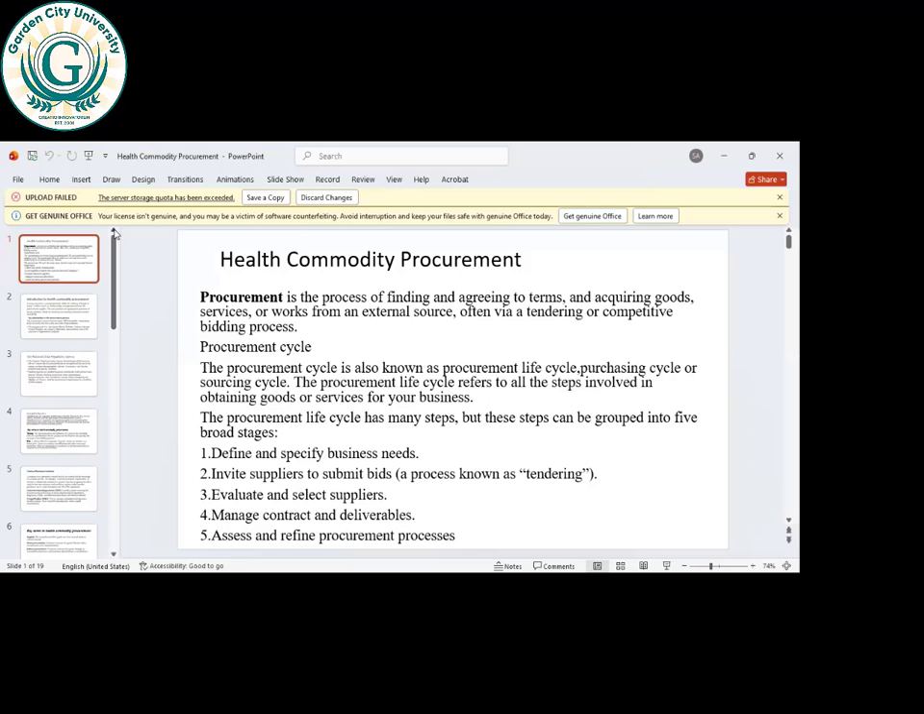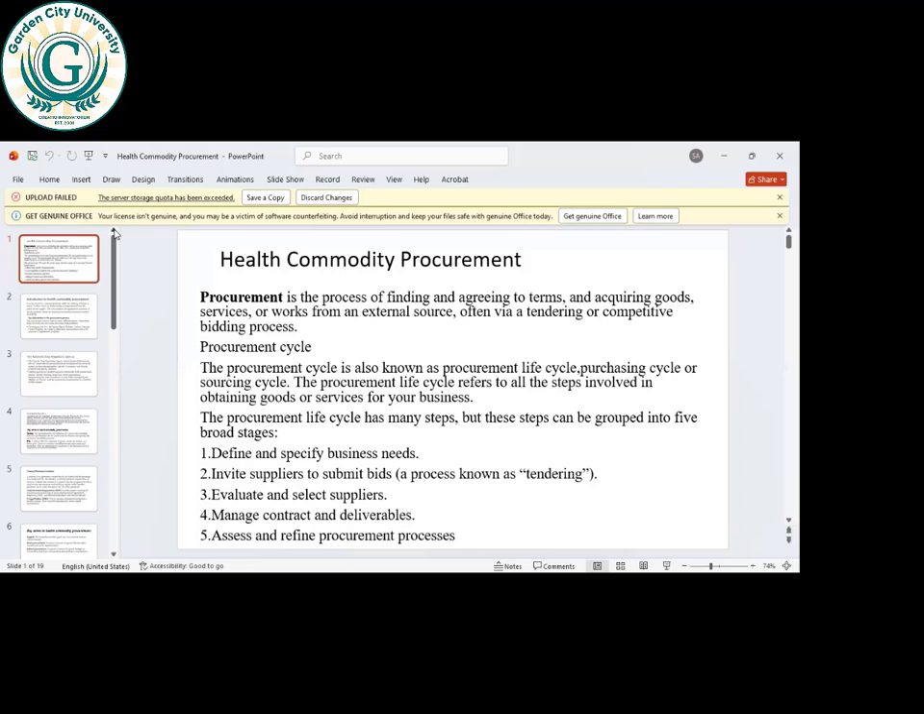Okay, so without any question, today we're going to look at health commodity procurement. In a nutshell, we're going to look at procurement in general, but it will be linked to health procurement. That is the difference. So we're going to look at procurement in general. And when we talk of procurement, it's defined as a process of finding and agreeing to terms and acquiring goods, services, or works from an external source, often via a tendering or competitive bidding process.